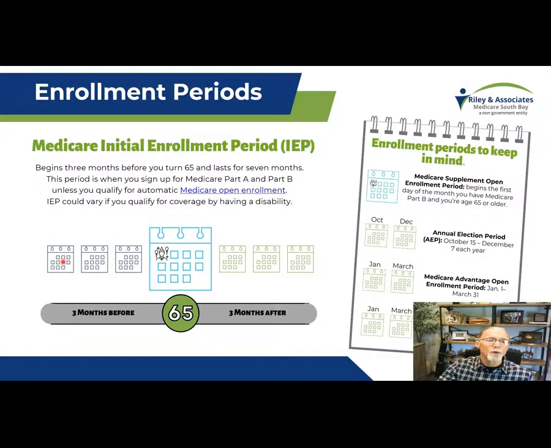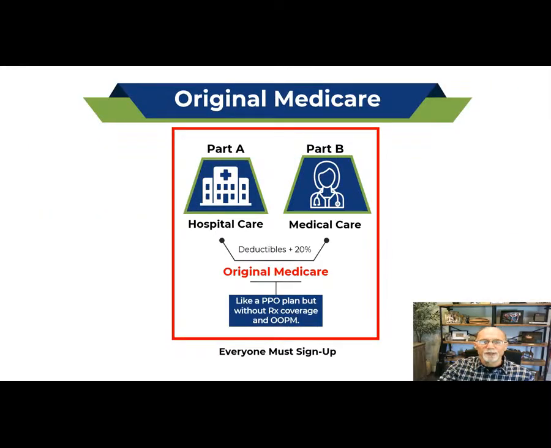So if you signed up for Part A and Part B here in January and your birthday is April 1st, your coverage for Part B is actually going to start on March 1st. So just something you want to note, and we would definitely make you aware of that.